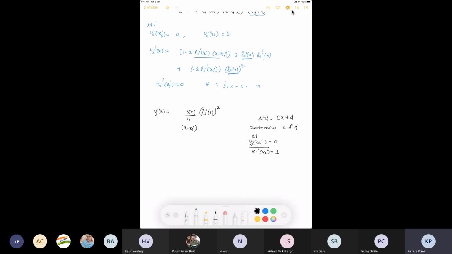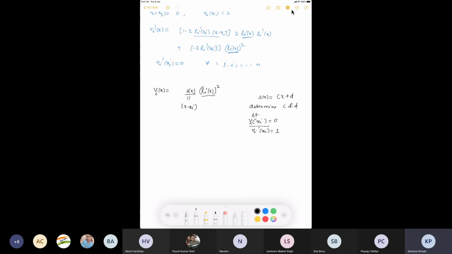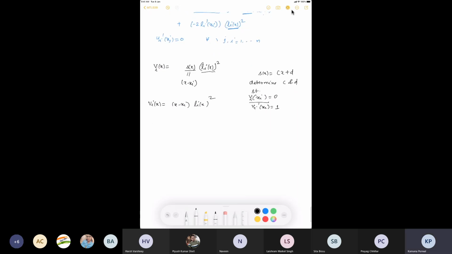Vi evaluated at xi will be 0, and its derivative, substituting x equal to xi, will be 1, and upon differentiating you will not get anything from the other term. So you can verify that this Vi(x) will satisfy Vi at xj equal to 0.